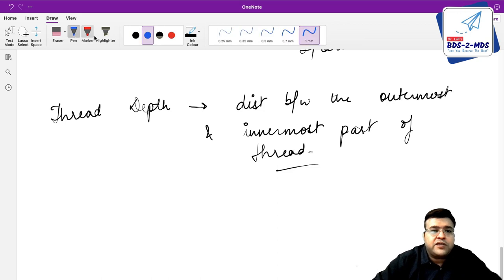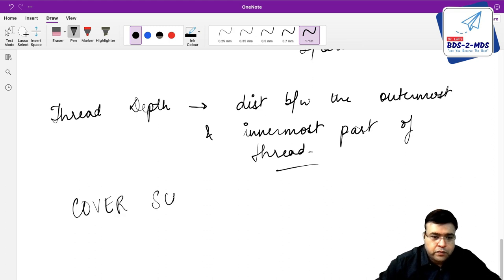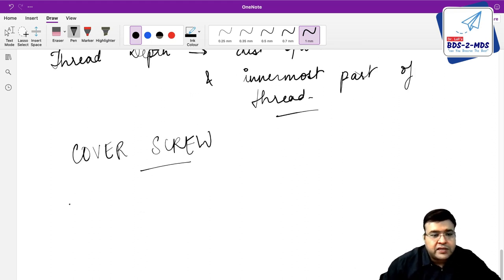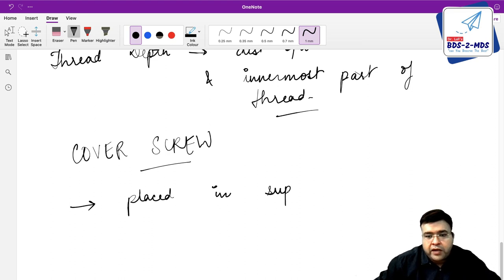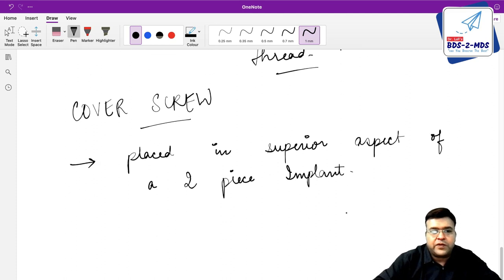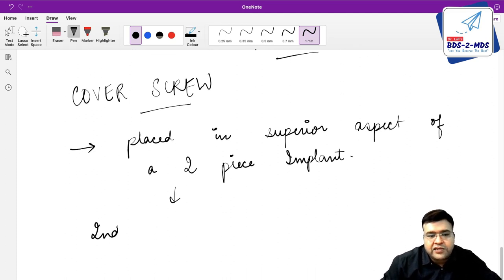So the first component which we are going to deal here is called as a cover screw. A small screw which you saw in the components figure. The cover screw is that part which is placed in the superior aspect of a two-piece implant, right? That means the implant is going to have a channel where all other things are going to get connected. So that is what is called as a cover screw.